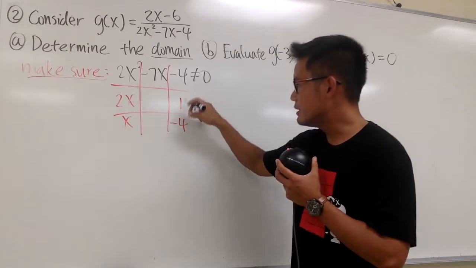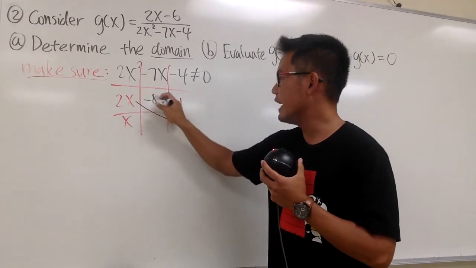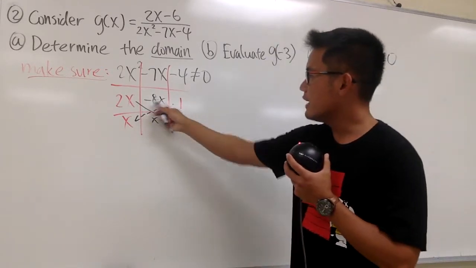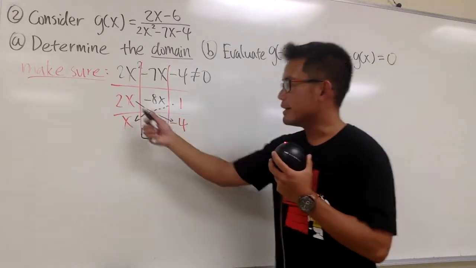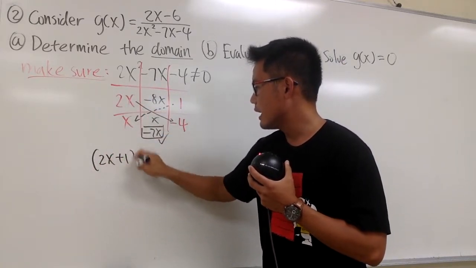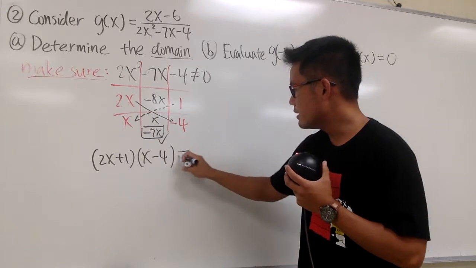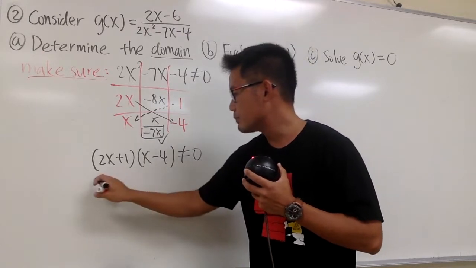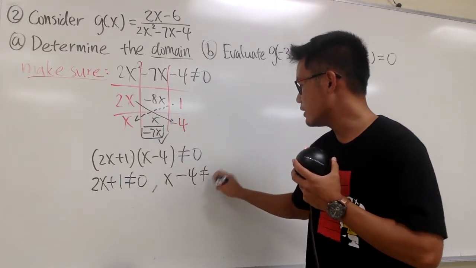And you see, the reason I put these numbers down in these places is because 2x times negative 4 gives us negative 8x. And if we take 1 times x, we get x. And negative 8x plus x is negative 7x. So that checks. Okay, so this is just the work. And now the factoring for this is 2x plus 1, that's the first one, and then the second one is x minus 4. This is the factoring. Be sure you still make this not equal to 0. And to continue, because we have a 0 on the right-hand side already, we can just put this down. 2x plus 1 not equal to 0. And the other one, x minus 4 not equal to 0.